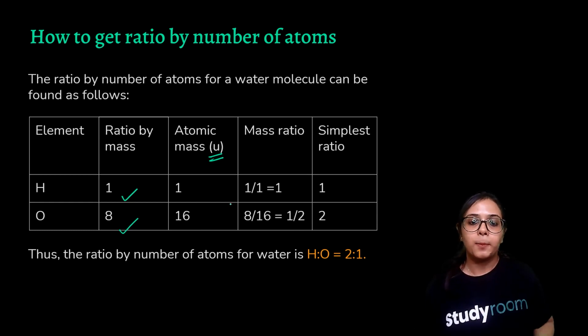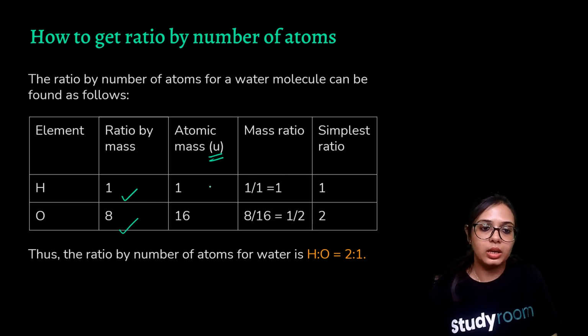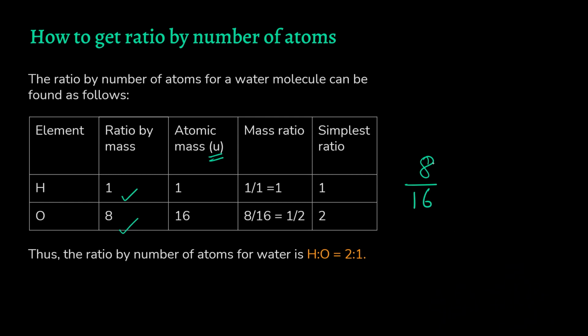We will divide the ratio by mass by the atomic mass. So 1 by 1, and we get 1. The simplest ratio over here is 1. In the case of oxygen, when we divide the mass ratio by its atomic mass unit, we see that 8 ones are 8 and 8 twos are 16. So the simplest ratio is 1:2.